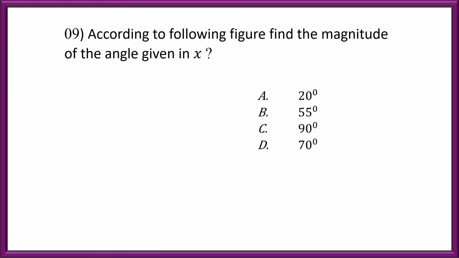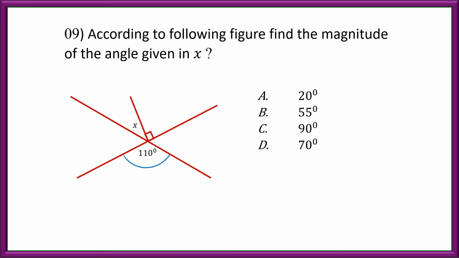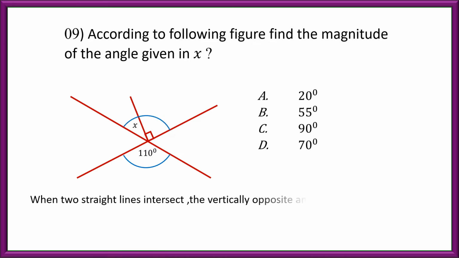Question number 9. According to the following figure, find the magnitude of the angle given as x. Here we can see two straight lines intersect each other. When two straight lines intersect, the vertically opposite angles are equal. Therefore, we can build up an equation as x plus 90 degrees equals 110. Then the value of x should be 20 degrees.